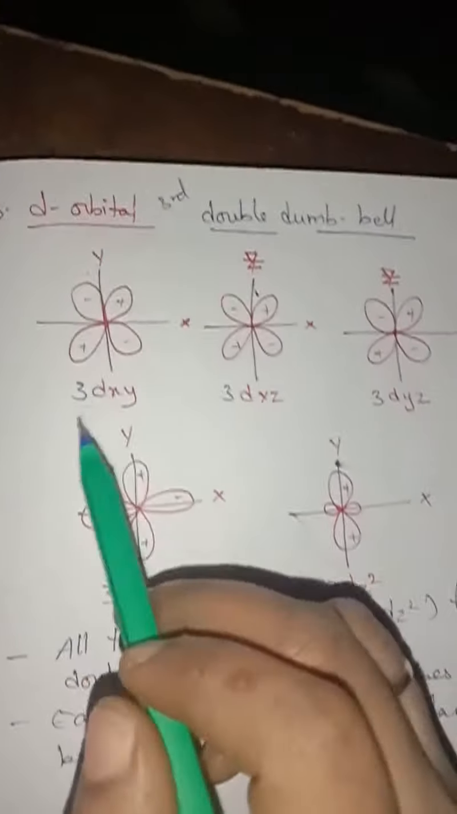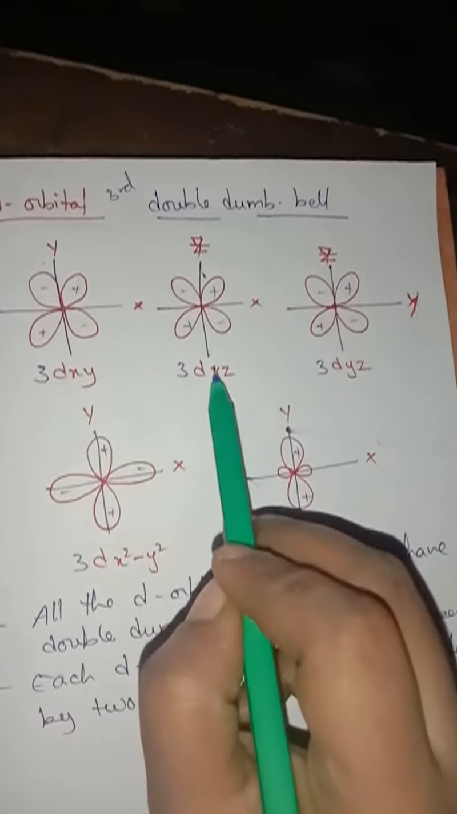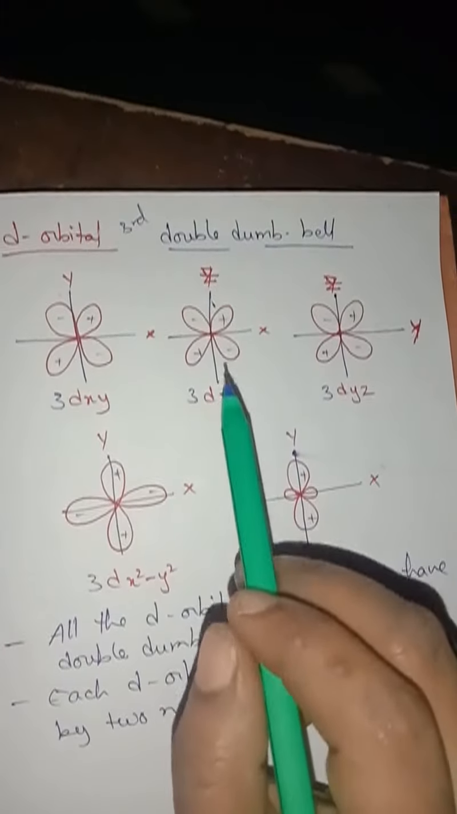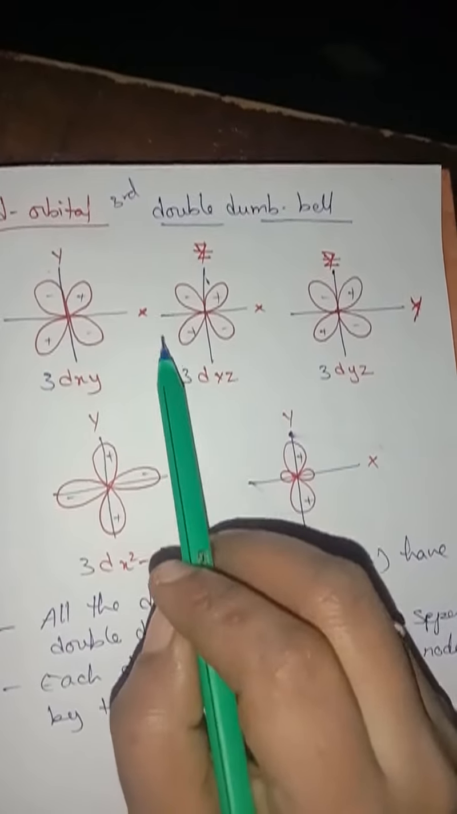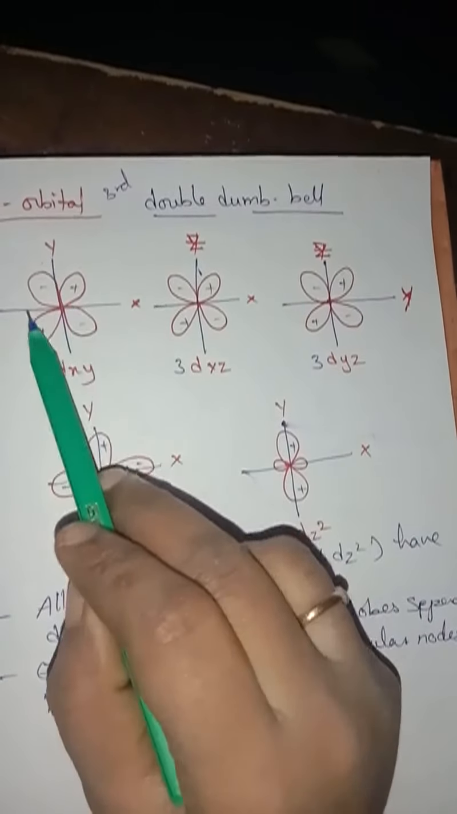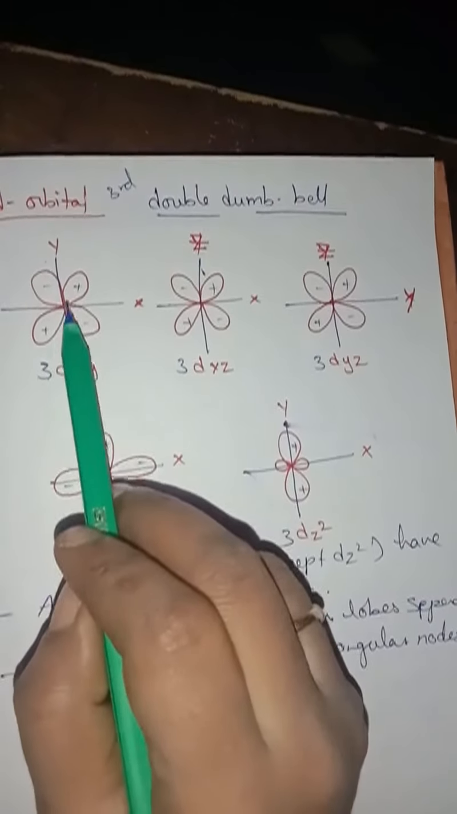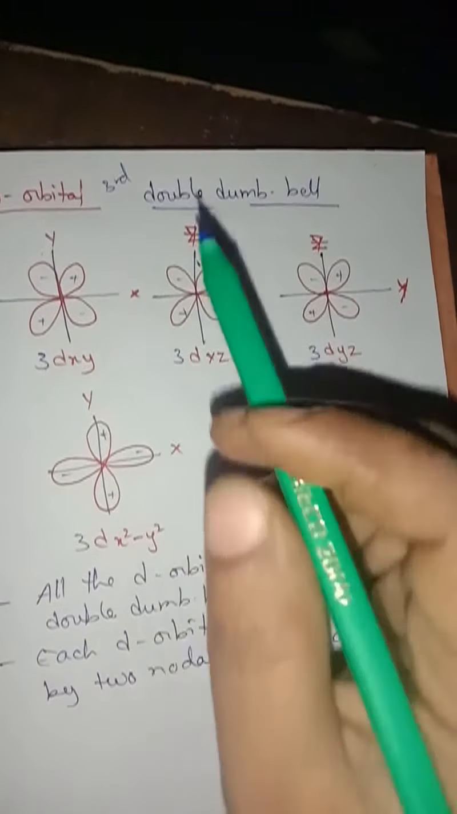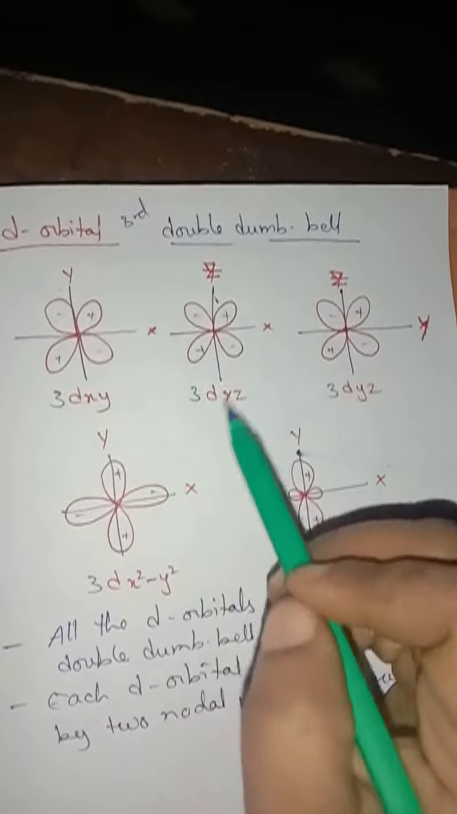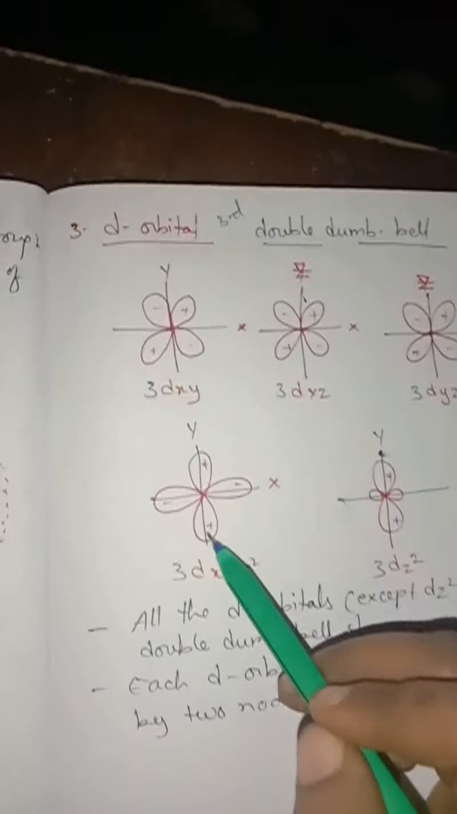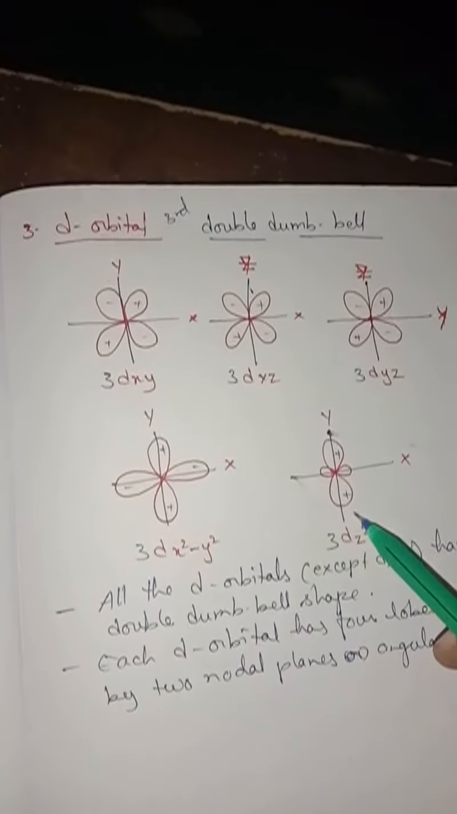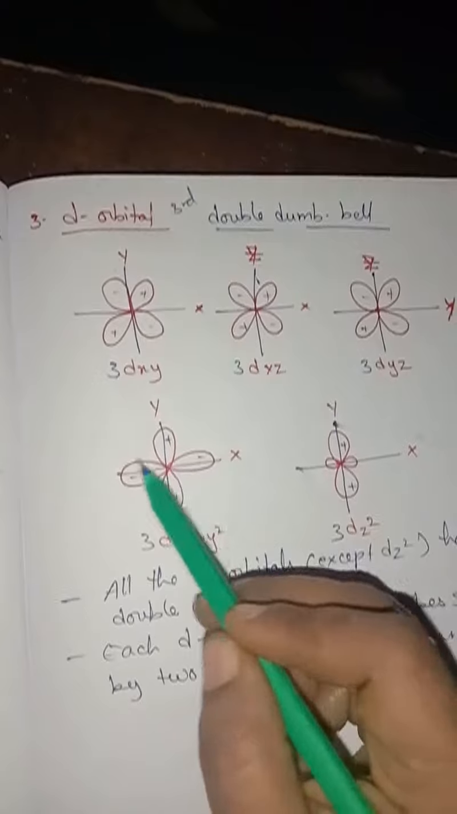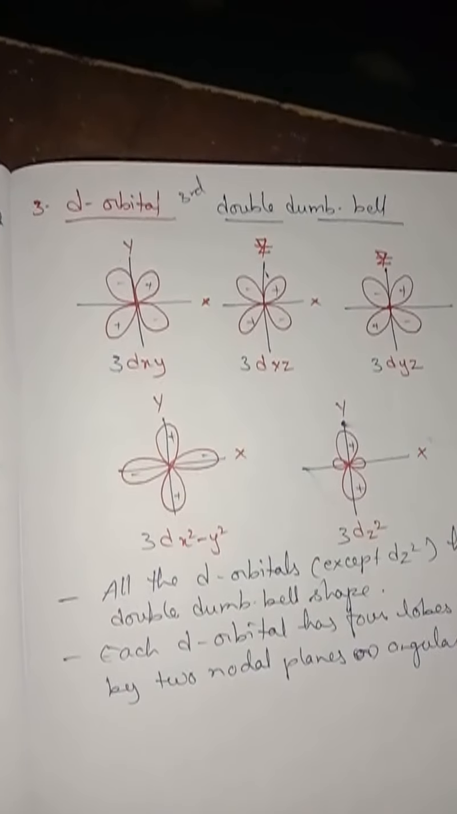So look at the diagram, children. In the case of dxy, dyz, dzx, the lobes, or the electron density, are present between the corresponding axes, that is between the x and y axes in the case of the dxy orbital. Whereas in the case of dx²-y² and dz², the orbital lobes are present along the axes, along the x-axis and y-axis.